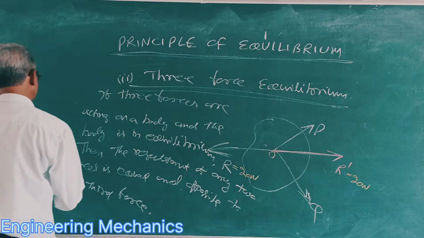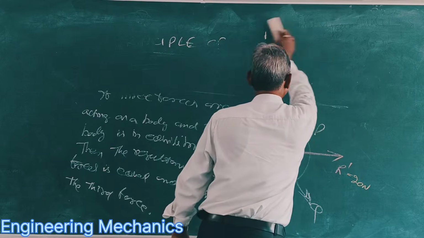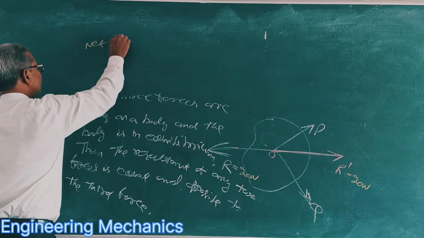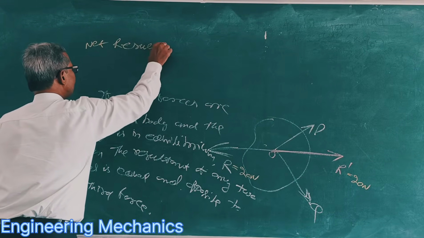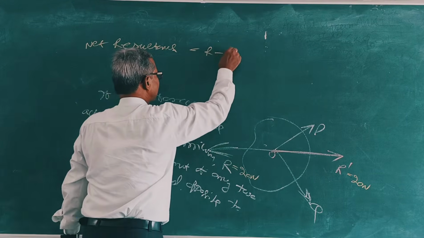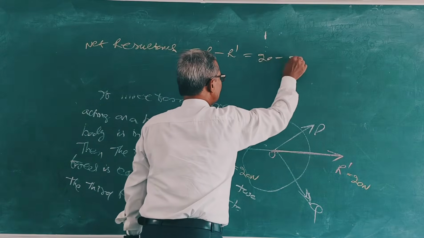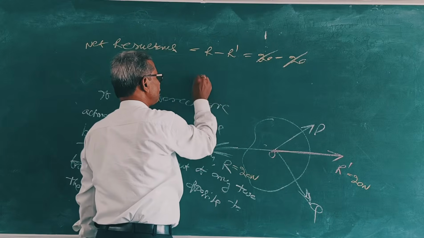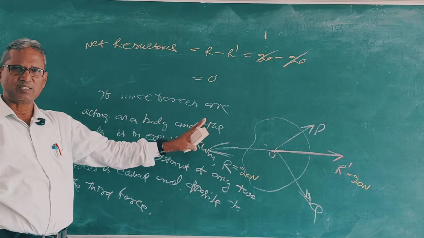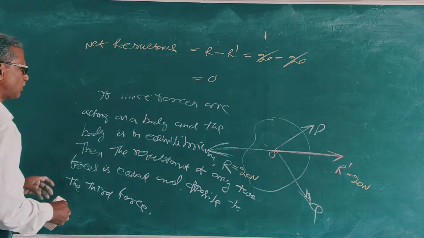Now what is the net resultant? What is the net resultant equal to? R minus R dash. So 20 minus 20 is 0. Clear? Now the body is under equilibrium. Clear? Next, four force equilibrium.